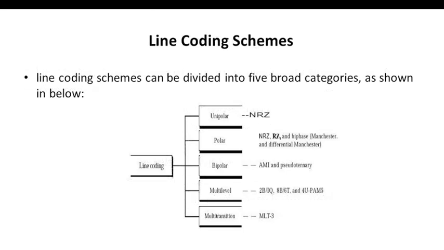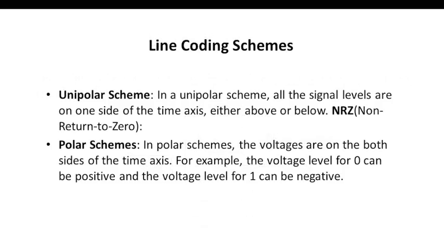Line coding schemes. We can roughly divide line coding schemes into 5 broad categories, as you see in the diagram. In this diagram, those are classified into 5 categories: unipolar, polar, bipolar, multilevel, multitransition. We'll discuss in detail one by one.